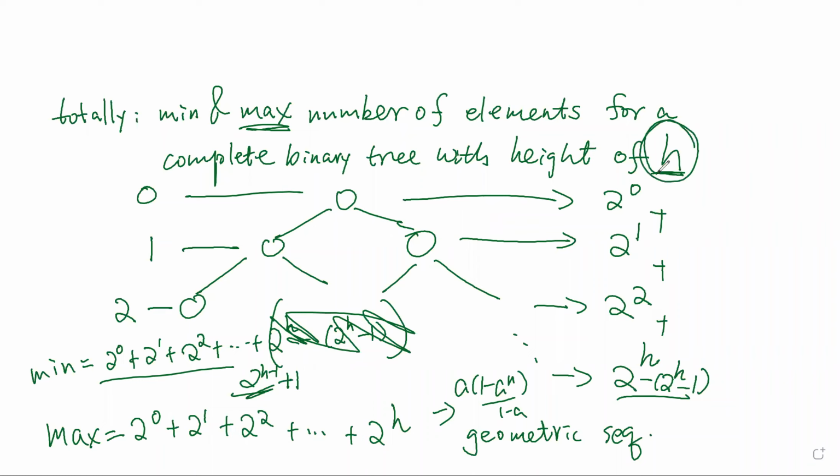So this tells us the relationship. If you know a tree's height, then the minimum and the maximum number of elements that it can hold need to meet these two requirements. Okay, so this is a side concept.